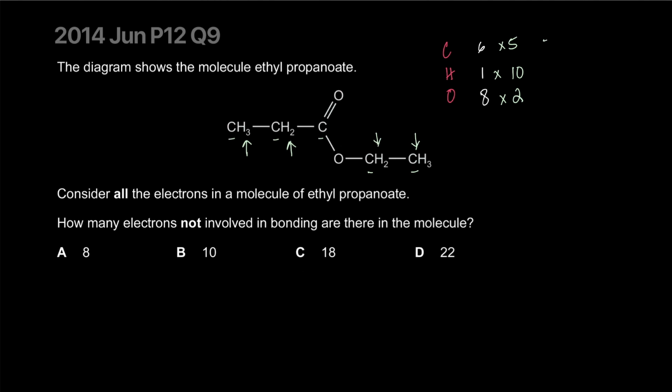What is this coming out to? 6 times 5 is going to be 30, plus 10, and 8 times 2 is 16. That's 56 electrons in total.